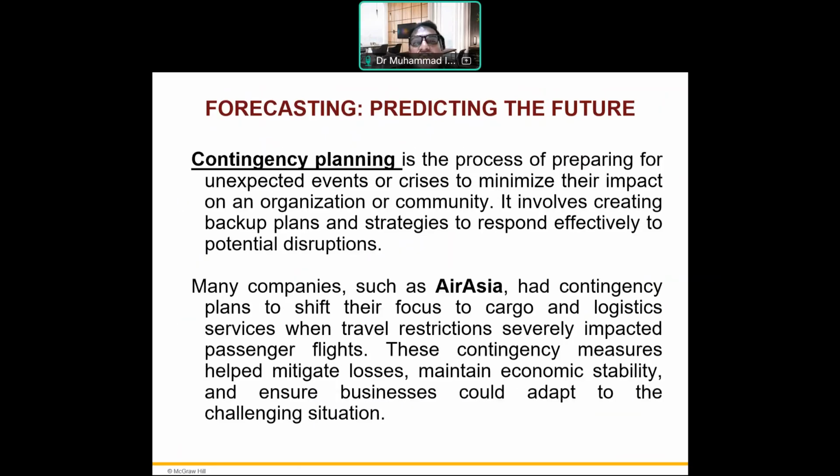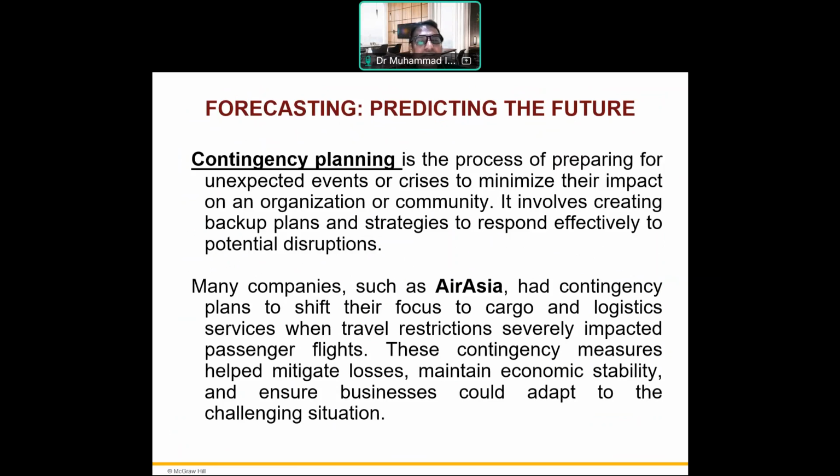Okay, another one is the contingency plan. It is the process of preparing for unexpected events or crises to minimize their impact on an organization and the community. It involves creating backup plans and strategies to respond effectively to potential disruptions. I mean, contingency plan means you should be ready for uncertain, unforeseeable situations. If those unforeseeable or sudden things can happen, you should be prepared for that.